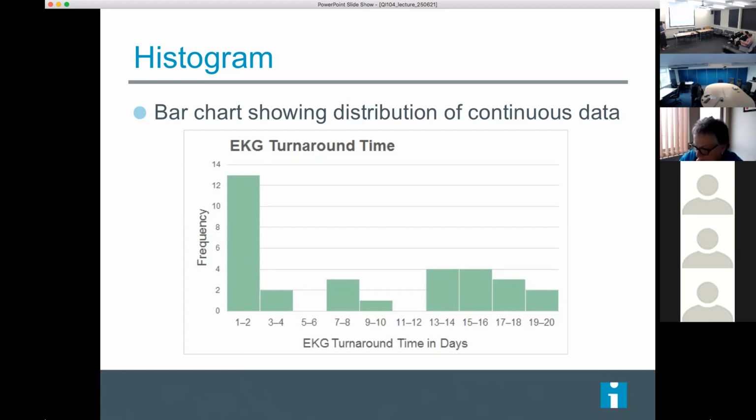So the 1 to 2 day one might be the inpatients, and the others on the other side are actually outpatients. So you get 2 targets, 2 different populations, and you've got a bimodal distribution. That's really interesting. And that's a good point that James is making, that the data can reveal lots of things about what might be going on with the process and give us lots of information.